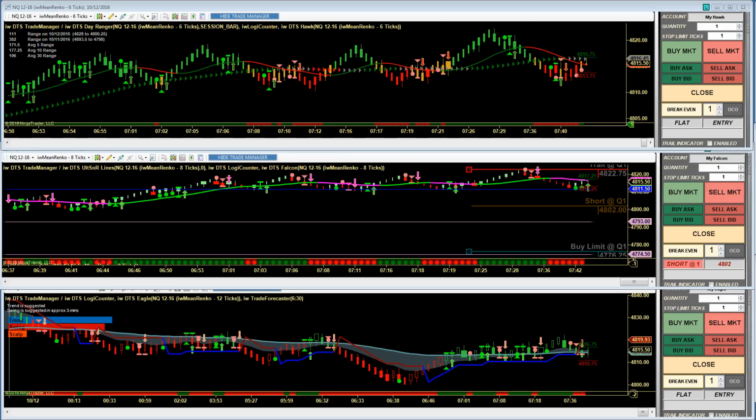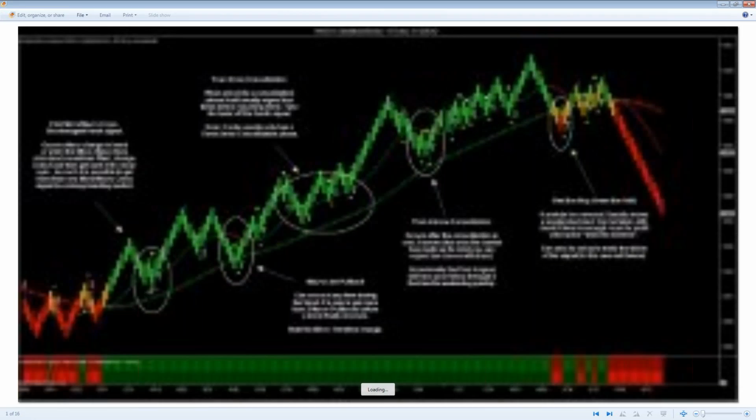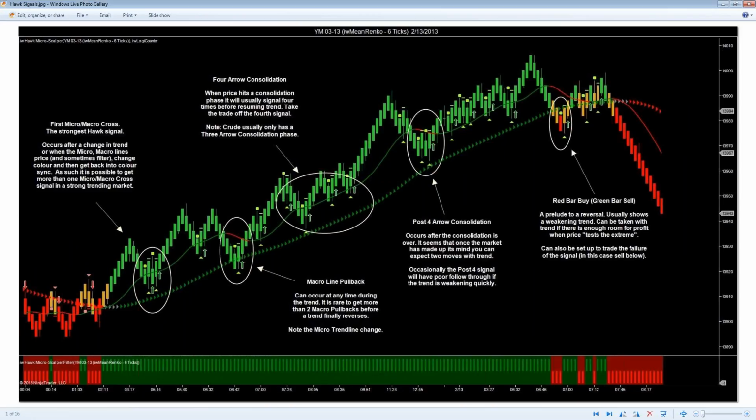Yeah, Rod asked, do the signals have the same probability? Yes, they do. We always focus on the high probability signal, regardless of the market, regardless of the time frame. So just as a for instance, here are the hawk signals. These are the high probability signals that we tend to focus on.